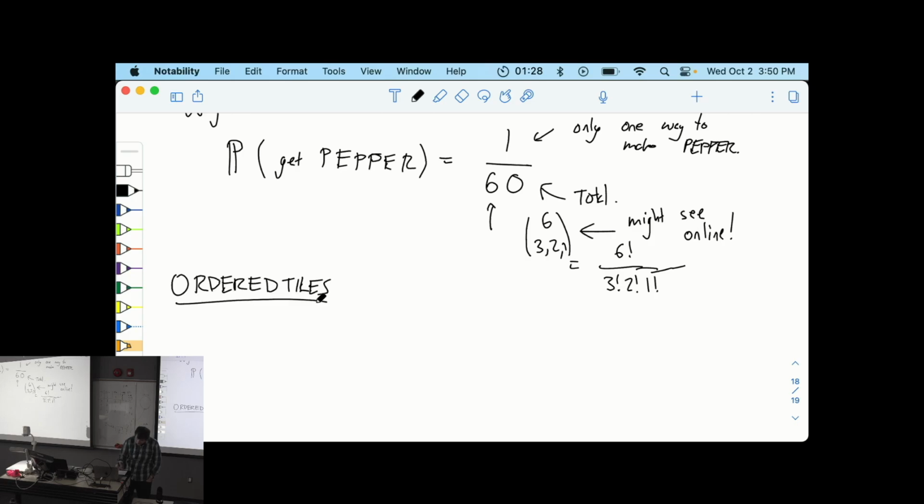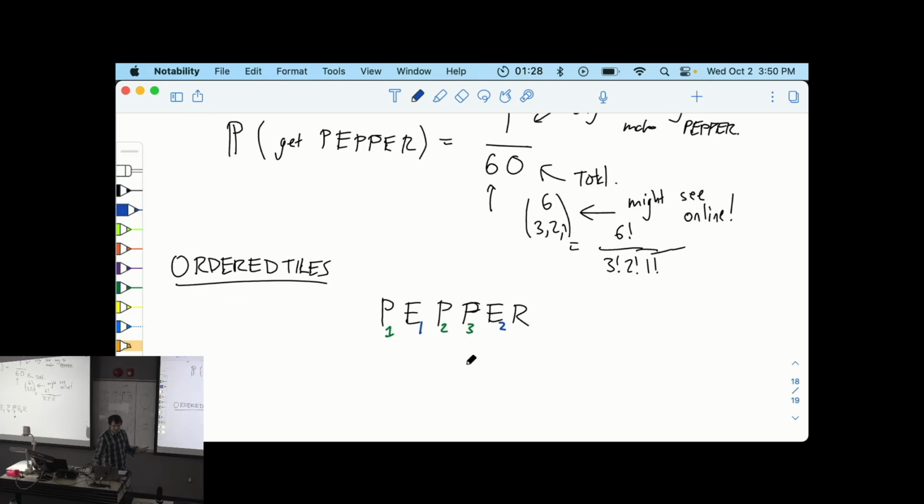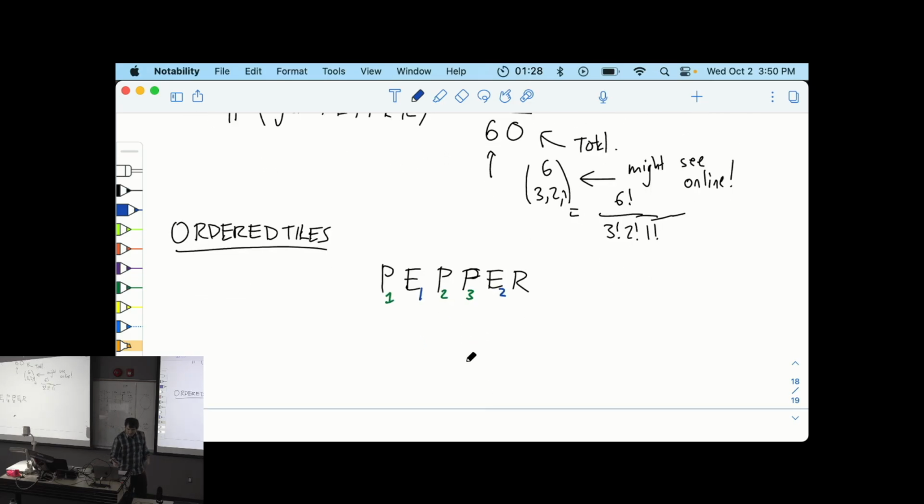So as ordered tiles, what you have to do is take Pepper and imagine that the tiles are actually secretly in order. So there's P1, P2, and P3, and E1 and E2, and there's just one R. So R is just R. But imagine you can actually keep track of the different P's. And if you do it this way, there's more than one way to get the word pepper. Because, for example, you could do this.